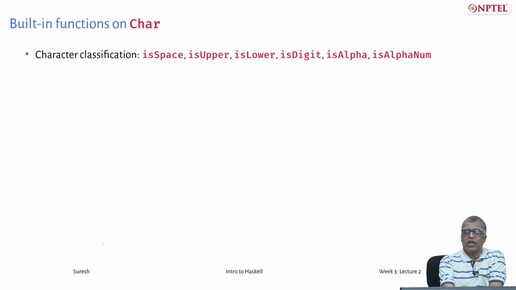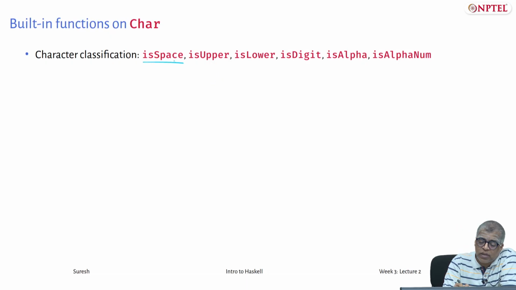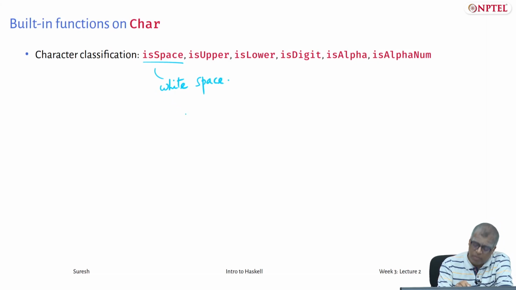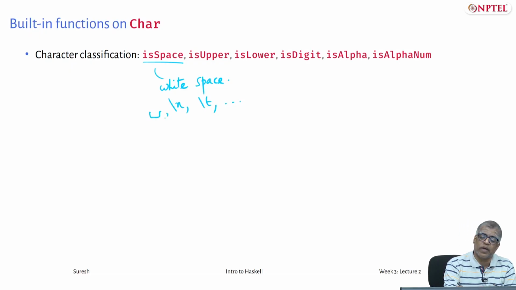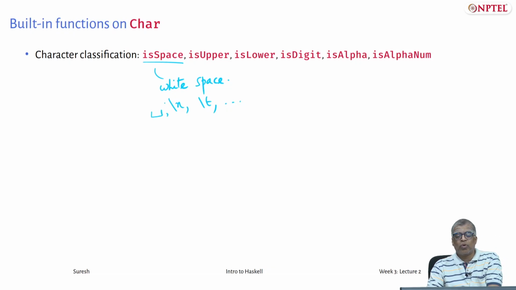As you can see, isSpace is white space, which means the space, but also newline, tab, various things come under white space. A single space is usually denoted by a symbol like this. This symbol, like an empty basket, denotes a single white space. Okay, this all comes under white space.